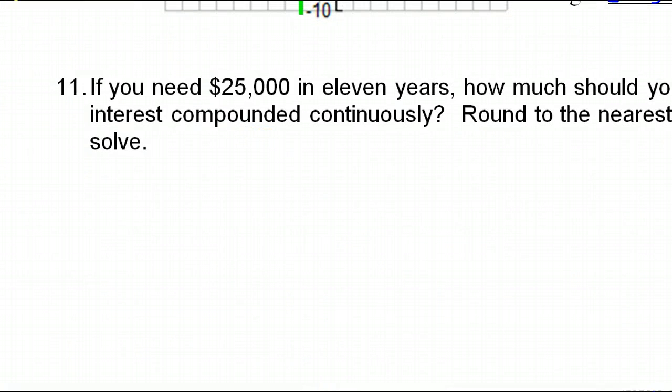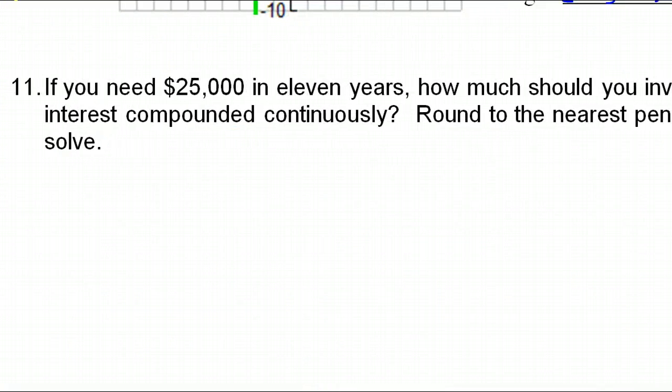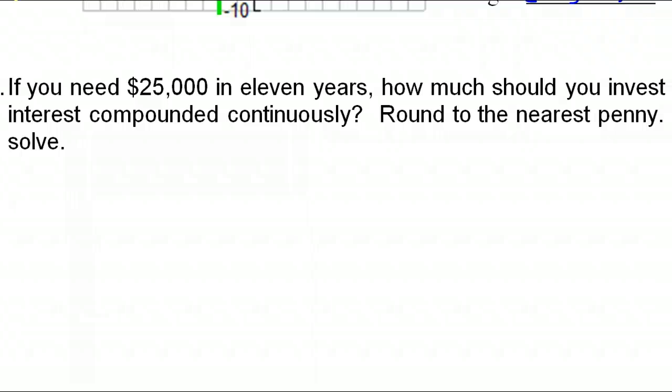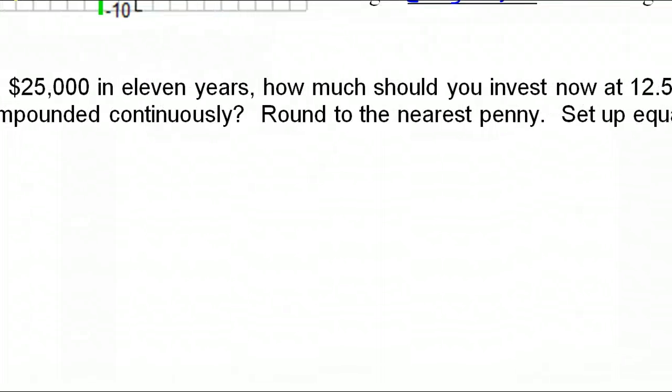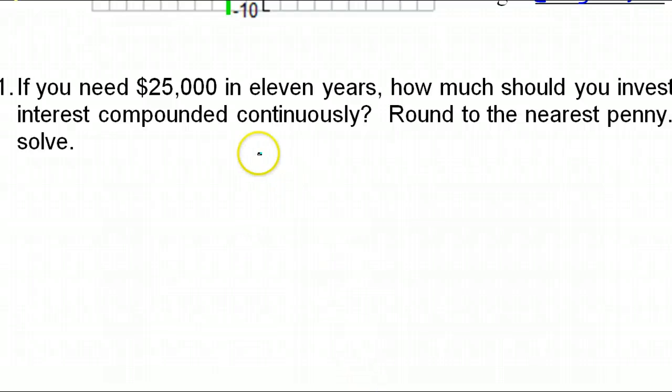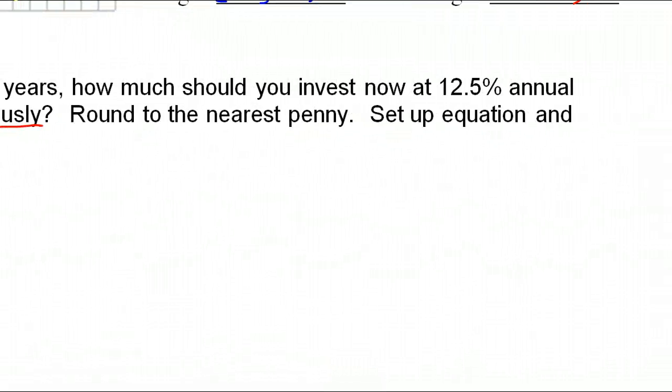Okay, number 11. You need $25,000 in 11 years. How much should you invest now at 12.5% annual interest compounded continuously? Round your answer to the nearest penny.